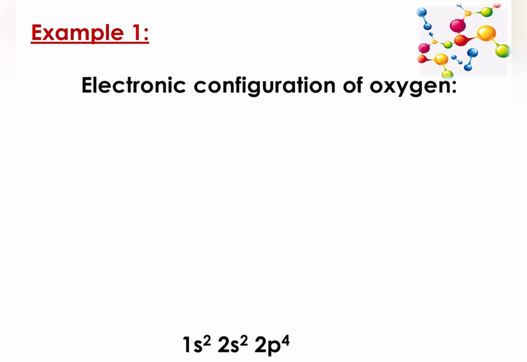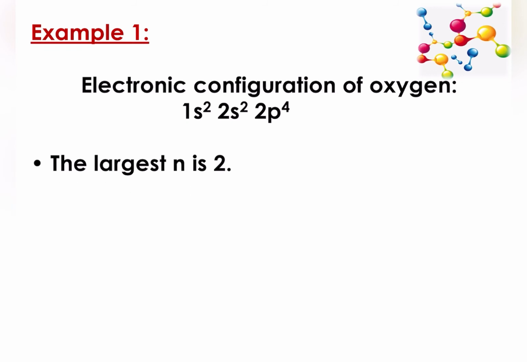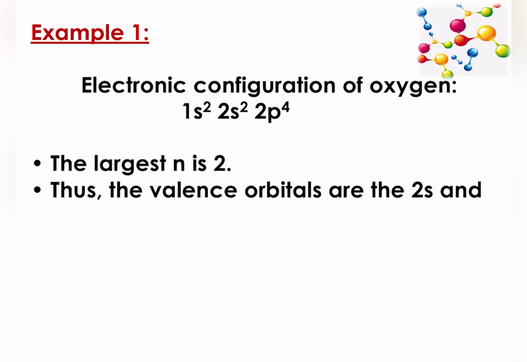We take it as example 1, where the electronic configuration for oxygen is 1s2, 2s2, 2p4, and you see here that the largest n value, or the highest n value, is n equals 2. So that's why the valence orbitals are in the 2s and 2p subshells.